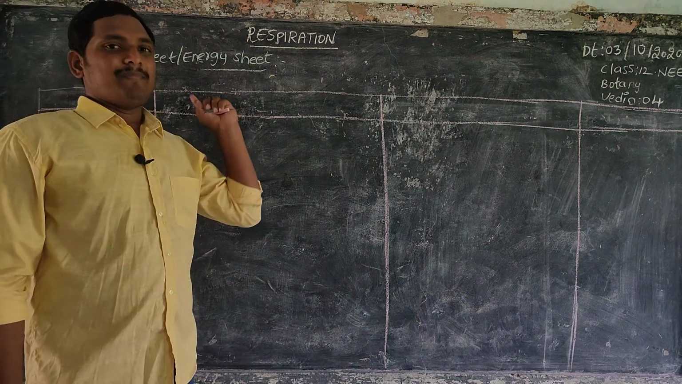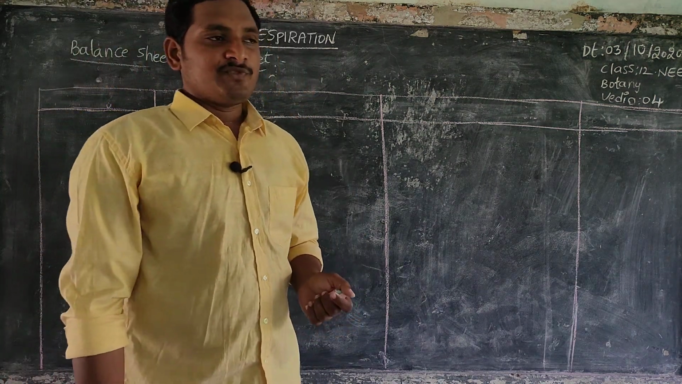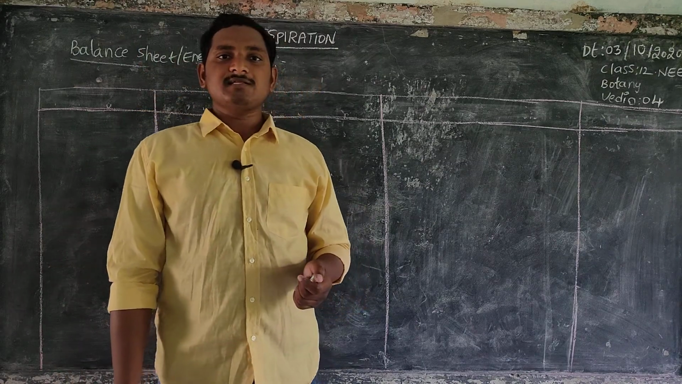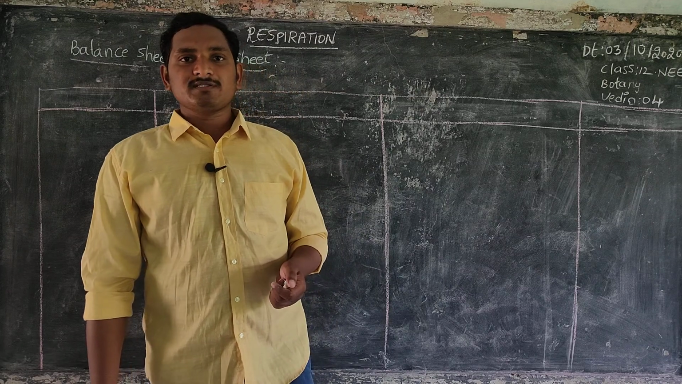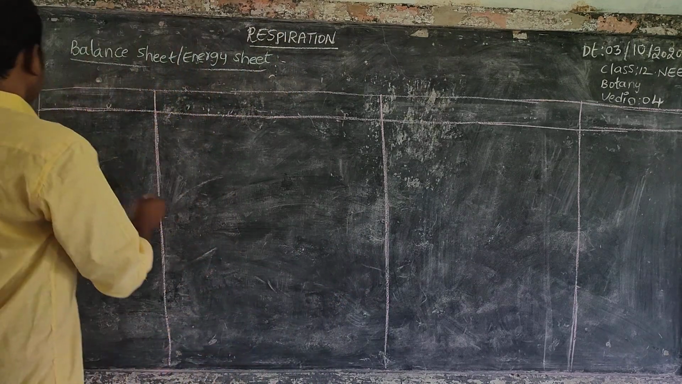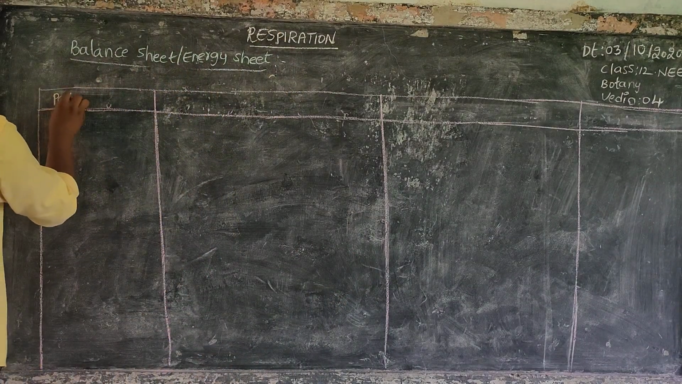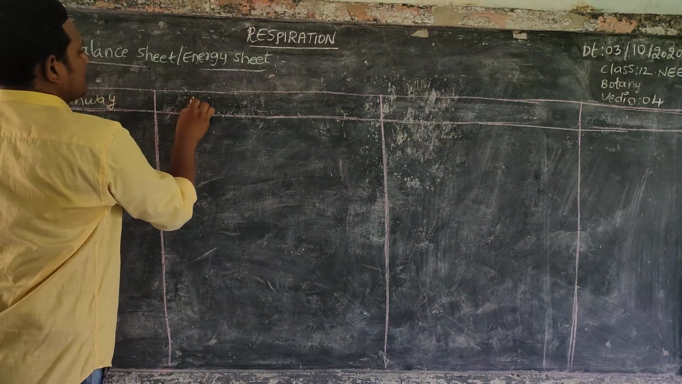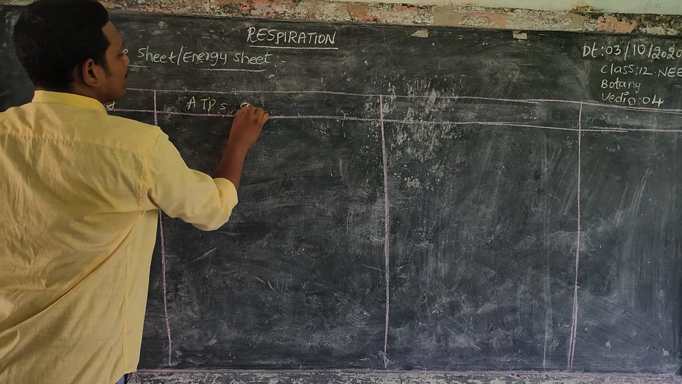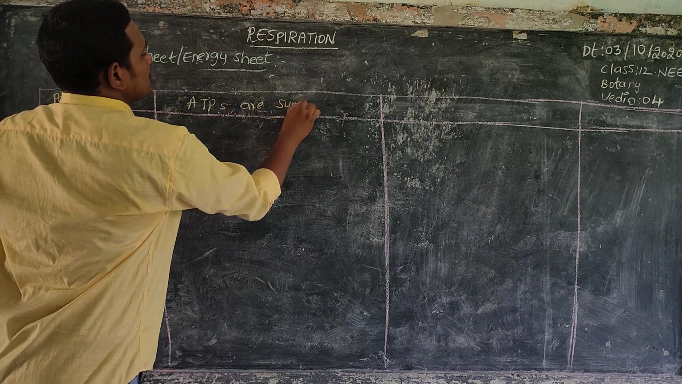Next concept: balance sheet or energy sheet. How many ATPs are we getting from the cycles? There is glycolysis and the Krebs cycle. Those are aerobic systems. So, first pathway, this is pathways. How many ATPs are synthesized?